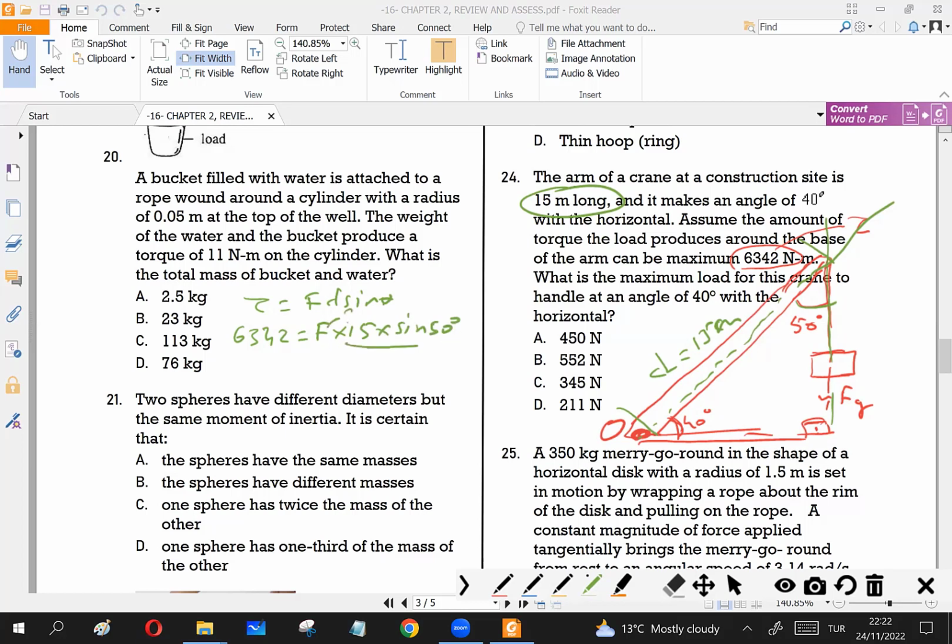So transfer this to the left side and divide that. F is equal to 6,342 divided by 15 times sine 50. It's going to be 552 Newton. So B is the correct answer.